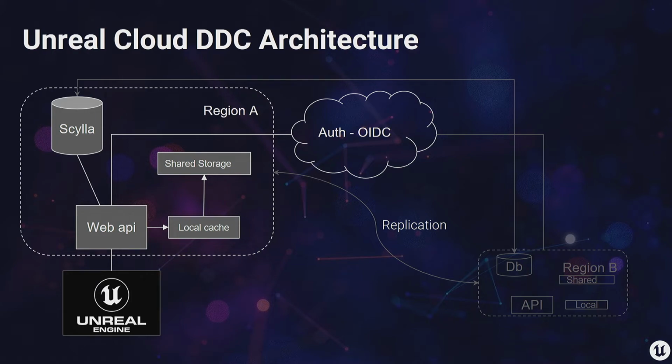Anyway, the other thing I wanted to mention on this slide, you can see region B down there on the lower right. The point there is to show that you have the same infrastructure in every region, so you get a full copy in every region. And then in the middle, you can see the auth setup, which I'm going to talk a bit more about next.